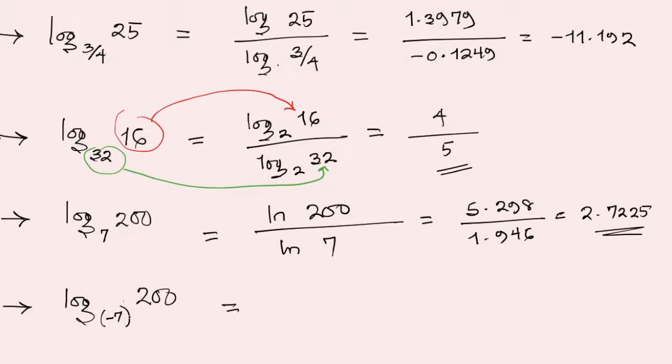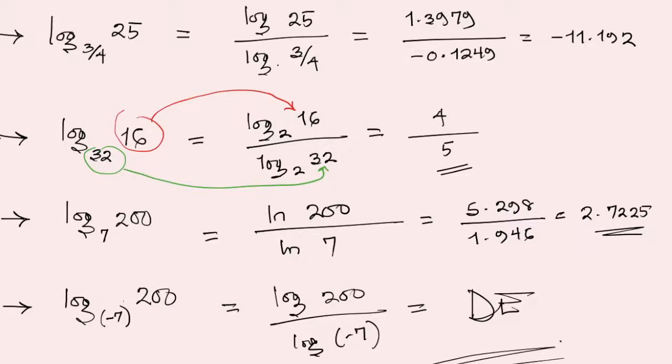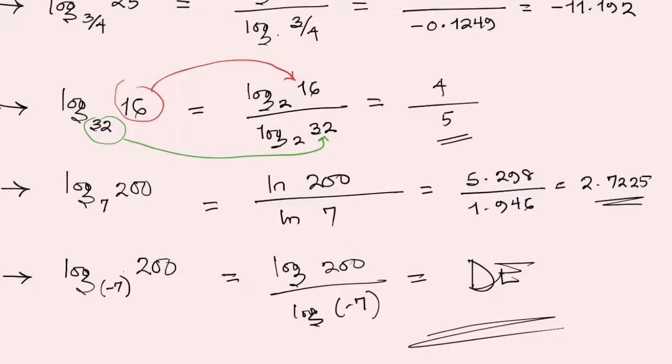The last one says log to the base of minus 7 of 200. We can do this by using the common log this time, which is log 200 over log minus 7. This is actually a trick question because, as we've said before, the logarithm of a negative number does not exist. So the solution to this question does not exist. I hope you had that in mind. It was just a trick question added there.